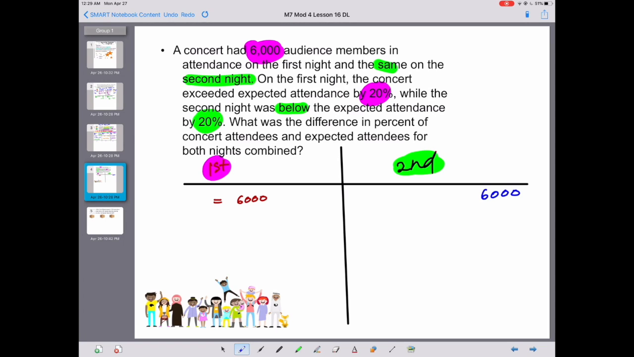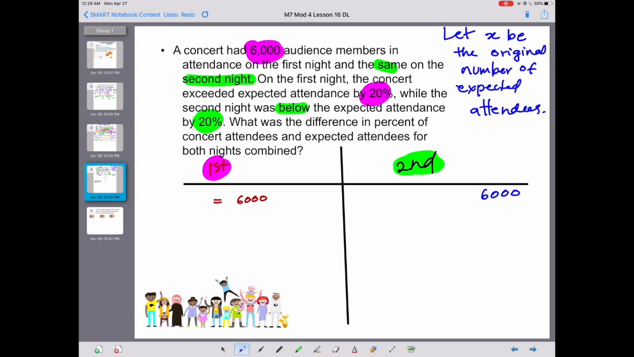So let's introduce a variable. What is the question asking? What was the difference in percent of concert attendees and expected attendees for both nights combined? So we have to figure out what's the original amount that was expected. So let X be the original number of expected attendees.